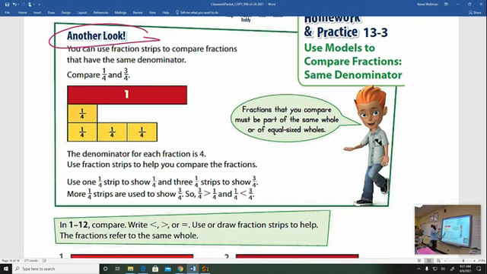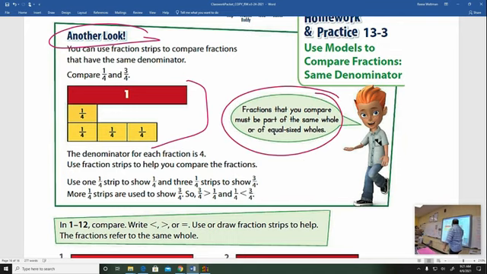So it says you can use fraction strips to compare fractions that have the same denominator. But you guys do that, right? Because we've done it. And there's an example right here. They're comparing 1/4 and 3/4, right? Then this guy over here says fractions that you compare must be part of the same whole or of equal sized wholes, right? Now in this case, we know that even if we had 1 whole, 2 wholes, 3 wholes, they're all going to be the same size. They're all divided into 1/4.